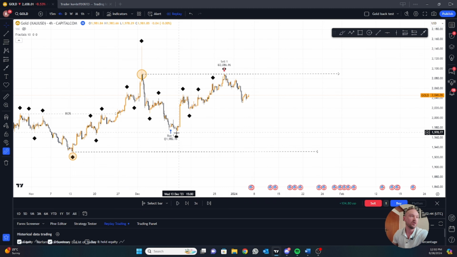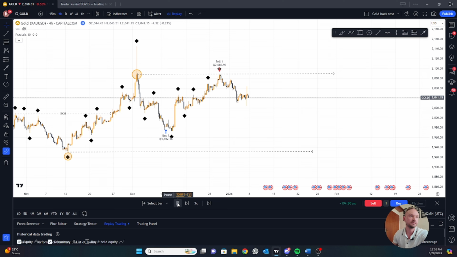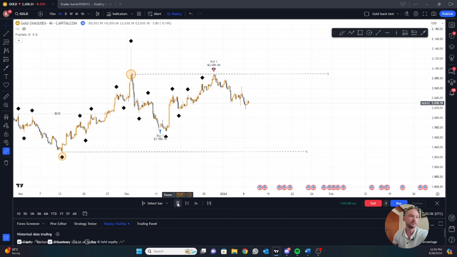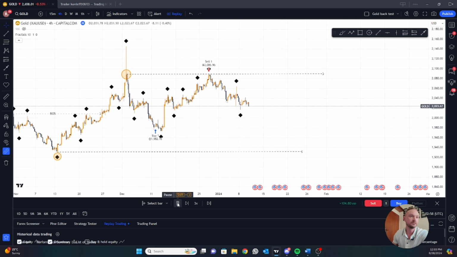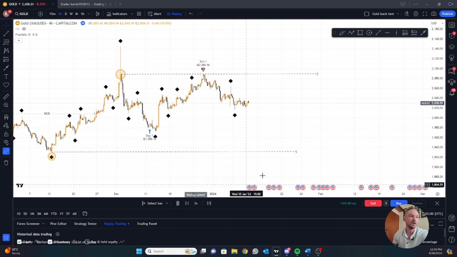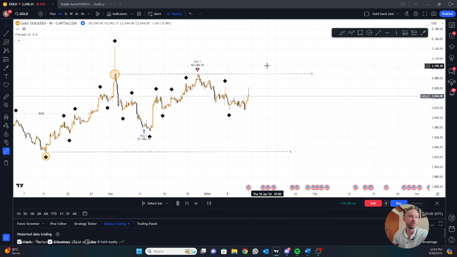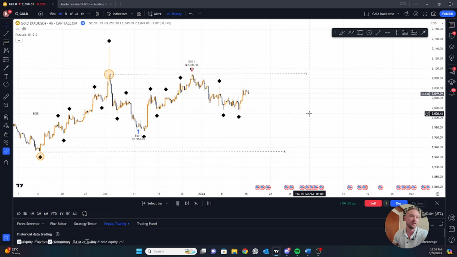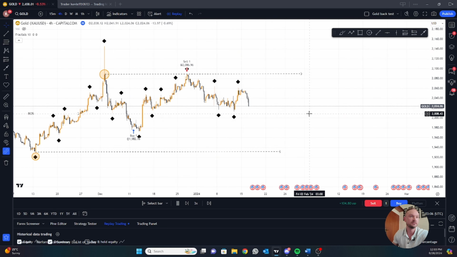Okay, so we can see we are making higher lows at the moment, so the chances are good that we'll be breaking up to the upside. So we have to wait for this range to be broken before we can look for another entry position.